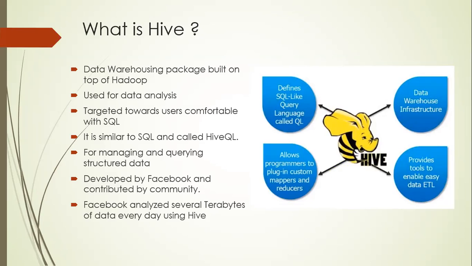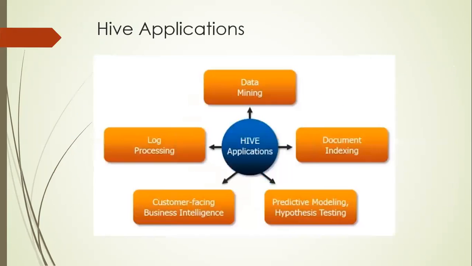So what does it do? It defines a SQL-like query language called QL, and it contains the data warehouse infrastructure and provides tools to enable easy data ETL, that is, extract, transform, and load. It allows programmers to plug in custom methods and reducers. Underlying, Hive actually uses MapReduce. People are finding it very difficult to code through MapReduce, so those who are familiar with SQL-like queries can use Hive and use the data for analysis.